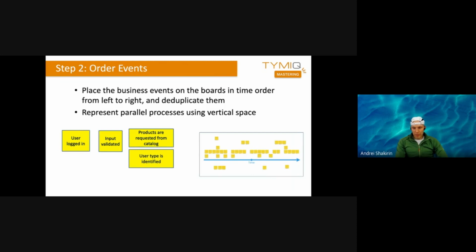On the next step, we have a timeline. The events created on the first step are ordered on the timeline in chronological order. Also on this step, we identify the events that should happen sequentially, one after another, and events which could happen in parallel. And we also remove duplicates.